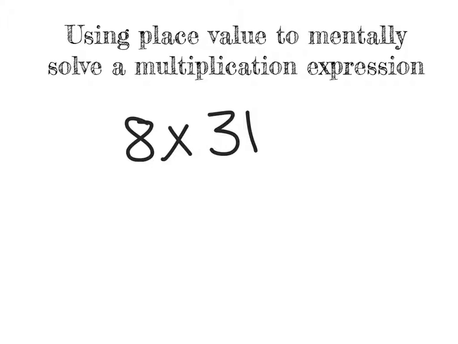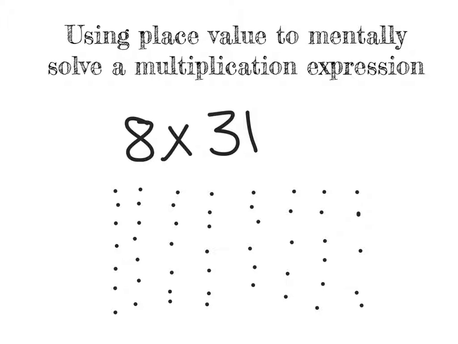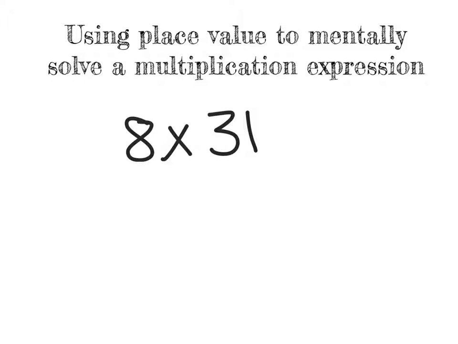All right, so let's talk about what that problem would look like if we were going to illustrate it with a model. First of all, I can represent this problem two different ways. So 8 times 31 means that I could make 8 groups, 1, 2, 3, 4, 5, 6, 7, 8, all with 31 in them, and so on. Or I could do 31 groups, all with 8 in them. So thinking about that, let's say that we're going to start out with 8 groups of 31 in them.